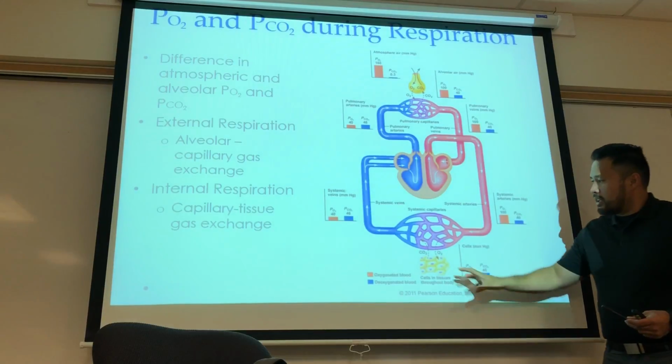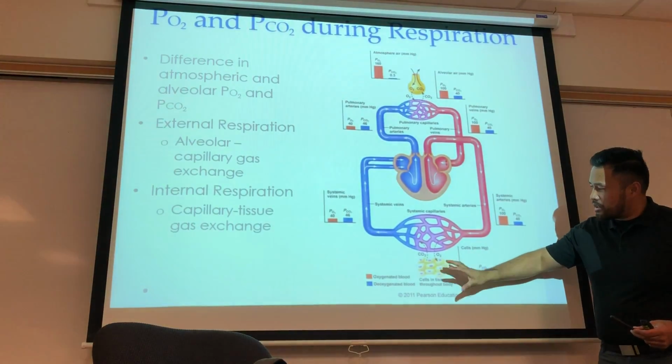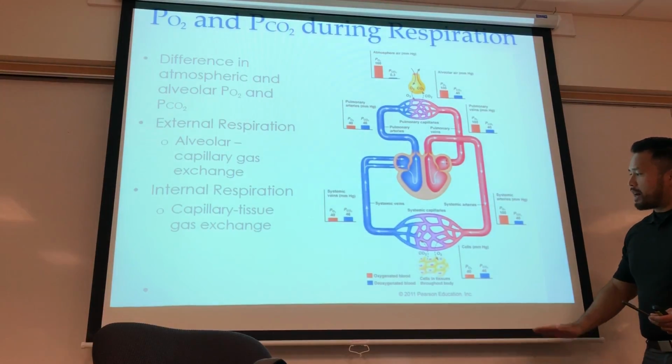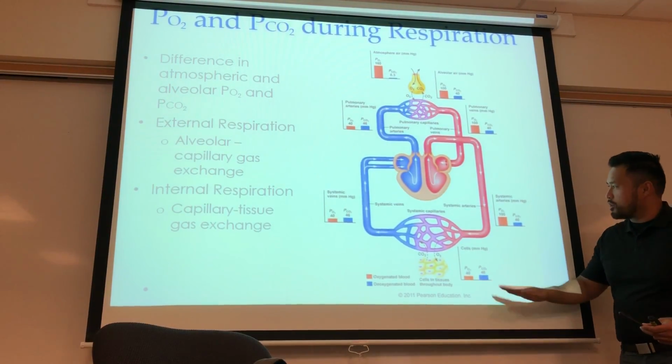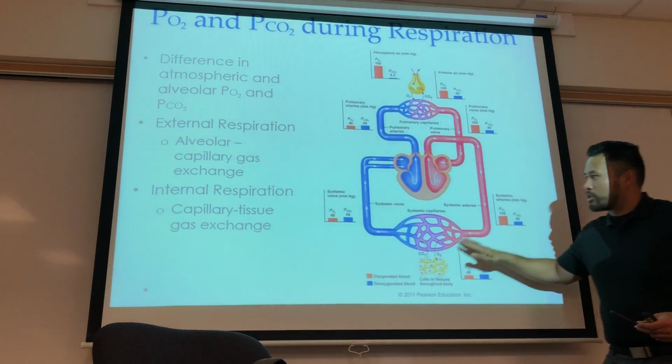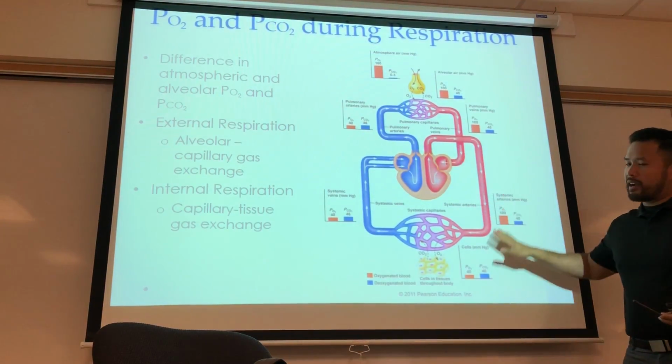At the same time, those oxygen-deprived cells are putting off a lot of CO2. That CO2 is going to move down its gradient from the cell's PCO2 into the systemic capillaries, and then return back. So this completes the entire cycle.